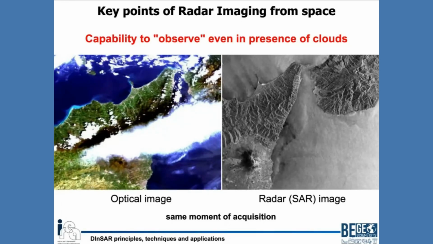On the right, we have the radar image acquired simultaneously, and as you can see, the cloud is not present here because the microwave is able to go through the cloud. So we have information not only with radar 24/7, but also in different weather conditions, with rain, clouds, and so on. So it's a very important aspect of these kinds of sensors.